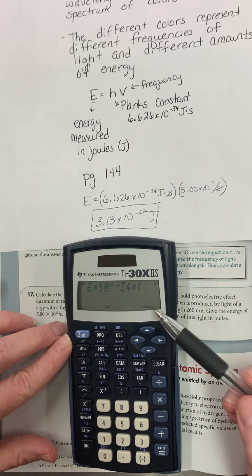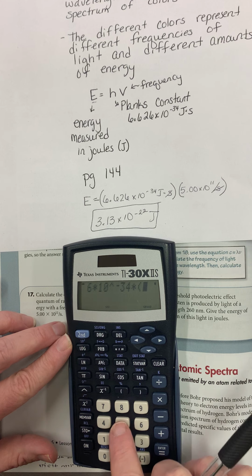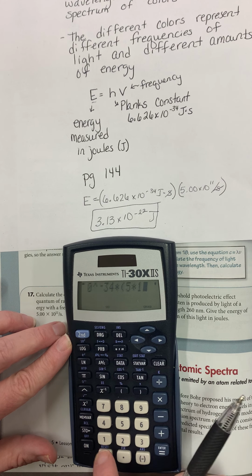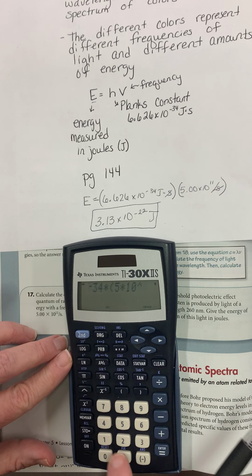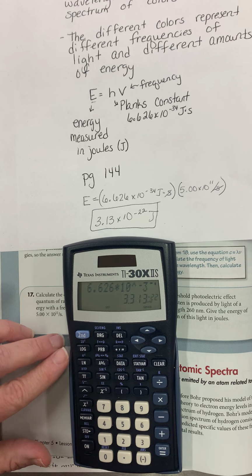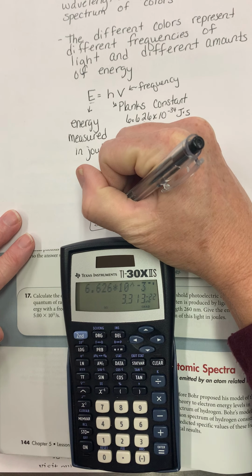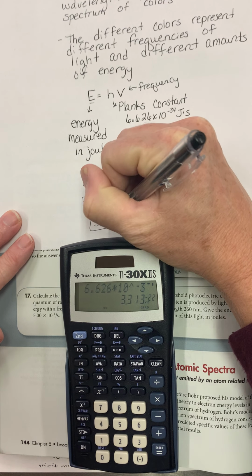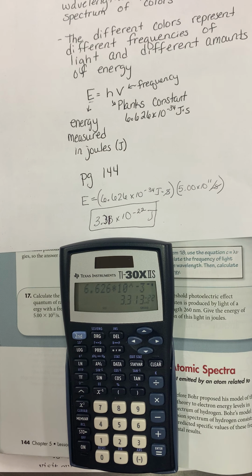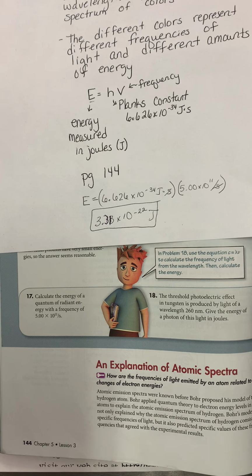Sorry about that. And then times, and I usually use parentheses if I'm not using the EE button, just to make sure things are being entered correctly. And you get the same answer, 3.13, I'm sorry, should be 3.31, times 10 to the negative 22nd. All right, so I hope that helps with those calculations.